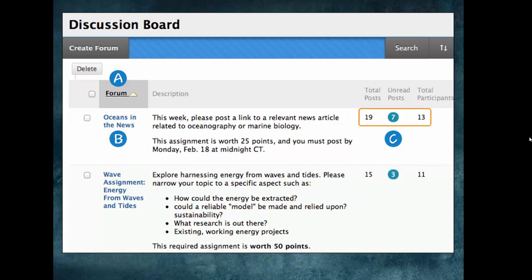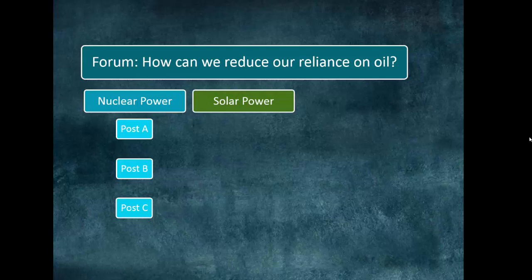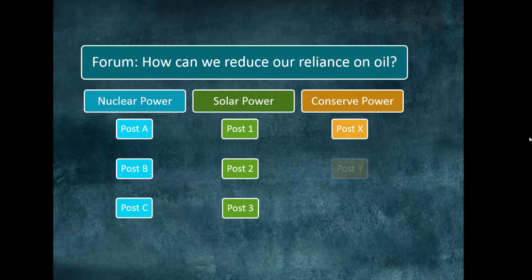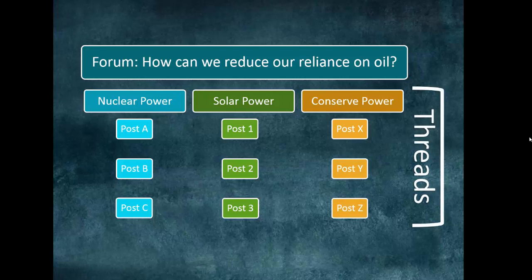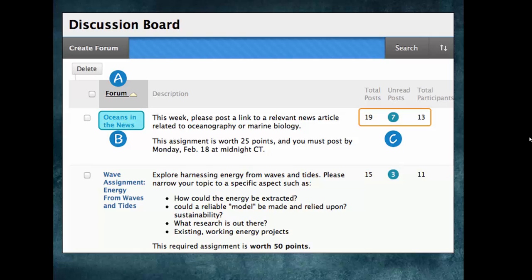The main discussion board page displays a list of forums. A forum is an area where participants discuss a topic or a group of related topics. Within each forum, participants can create multiple threads. A thread includes initial posts and replies to it. The discussion board page shows the title of the forum, a description, the number of total posts you have not yet read, and the number of participants.